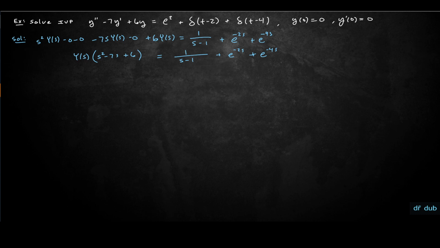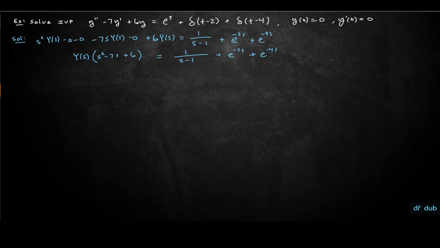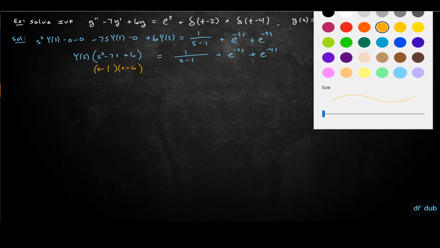And then Y of S is equal to, let me factor this first before I solve for Y of S. If we factor S squared minus 7s plus 6, I think we can factor that as 6 and 1, so (s minus 1)(s minus 6). So let's do that when we divide by that.